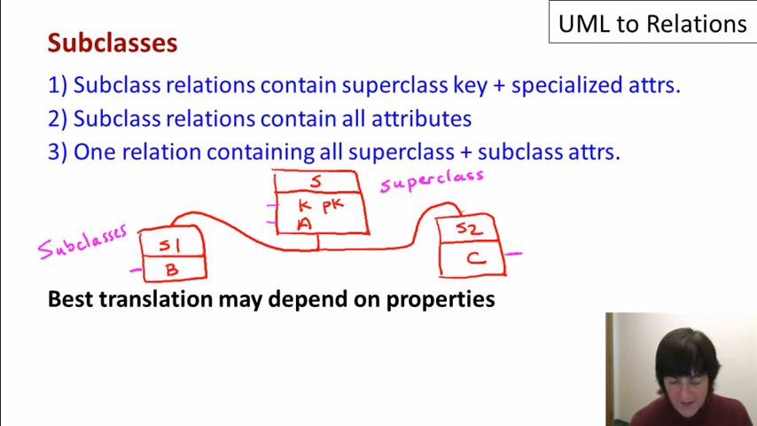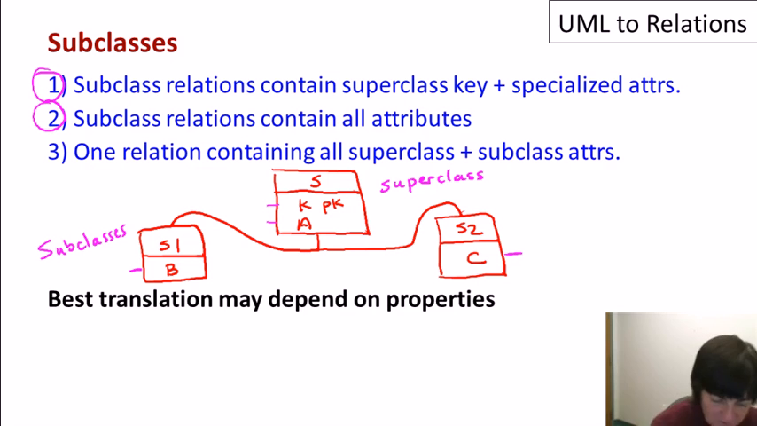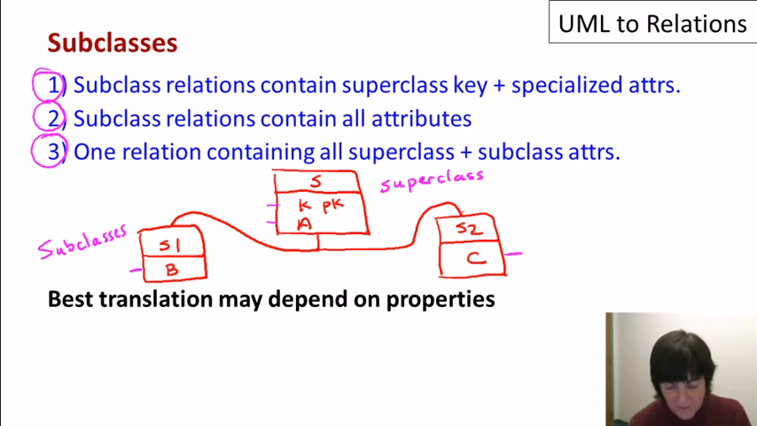Now, there are three different ways, as I said, at least three, that we could translate this UML diagram to relations. In the first way, we have a relation for each of our classes, including the subclasses, and the subclass relations will contain their own attributes plus the key of the superclass. In the second case, we still have one relation for each of our three classes, but in this case, the subclass relation contains all of the attributes from the superclass. And in the third case, we just use one mega relation for the whole thing that contains all of the superclass and subclass attributes. So let's take a look at what the three different translations would produce for this particular setup.